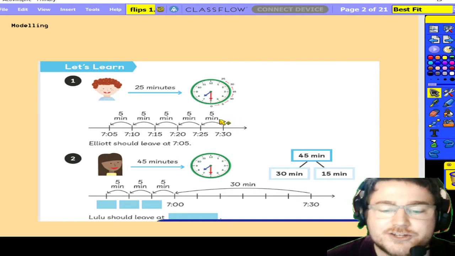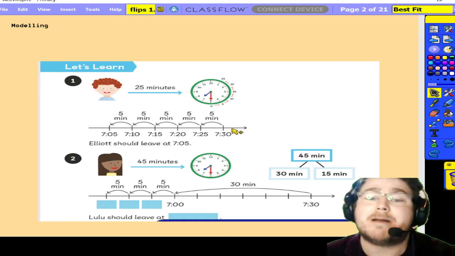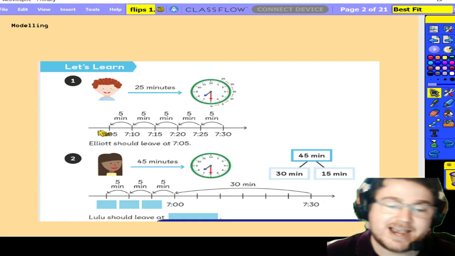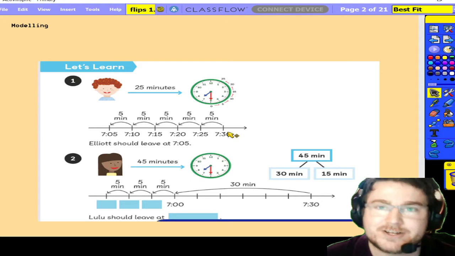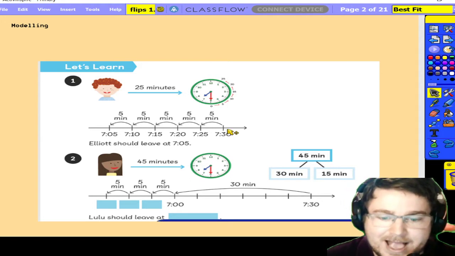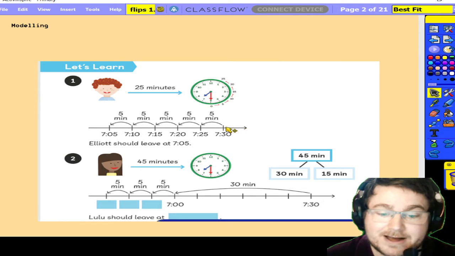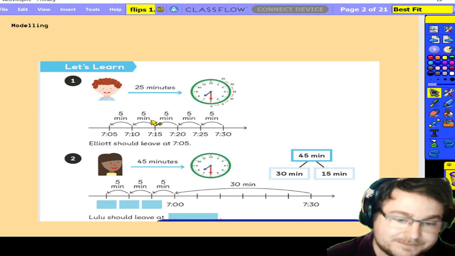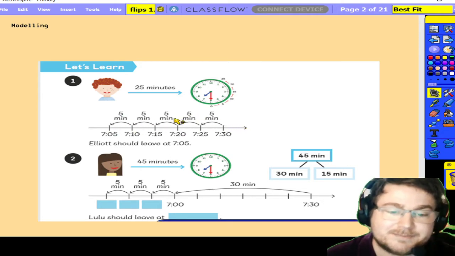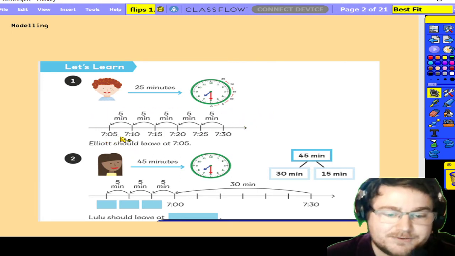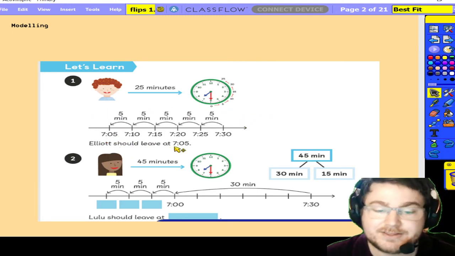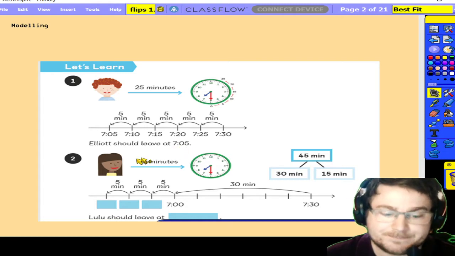The other way you can show this is on the number line, and remember, if we're going back on the number line, we go to the left and we start at 7:30 or half past 7, which I hope you worked out in the first part, and counting back in fives: 5, 10, 15, 20, 25. 5 minutes, 5 minutes, 5 minutes, 5 minutes, 5, and we know 5 times 5 is 25. 7:05, so Elliot should leave at 7:05 or 5 minutes past 7.